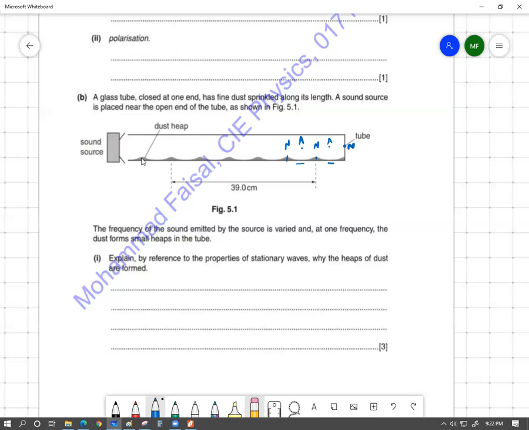So if you understand this part, have a look over here. Let's say from this position to this position, the figure tells us this much is 39 centimeter. In terms of lambda, how much should this length be? Have a look. This is a node, another node, another node, another node, another node, another node. So how many loops do you have? Within this length, you have five loops. Five loops means what? 5 lambda by 2, right?